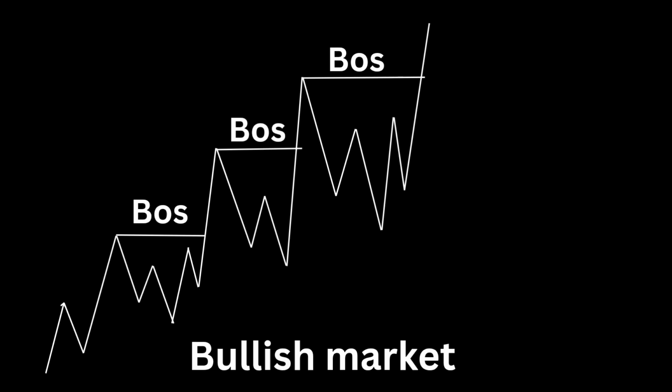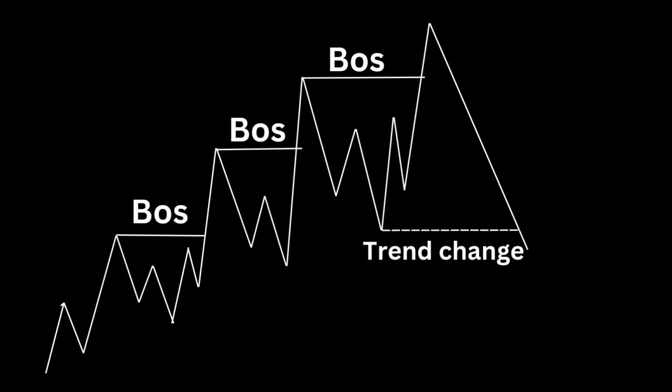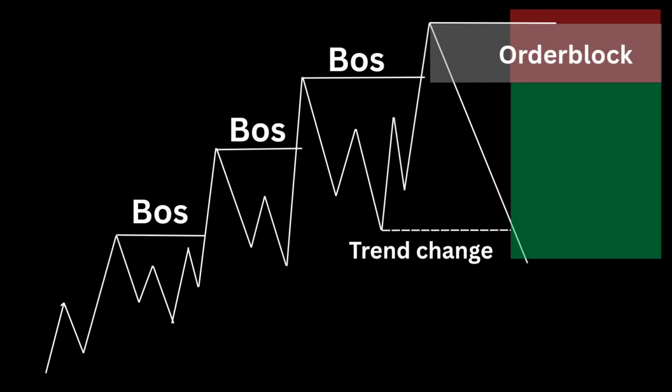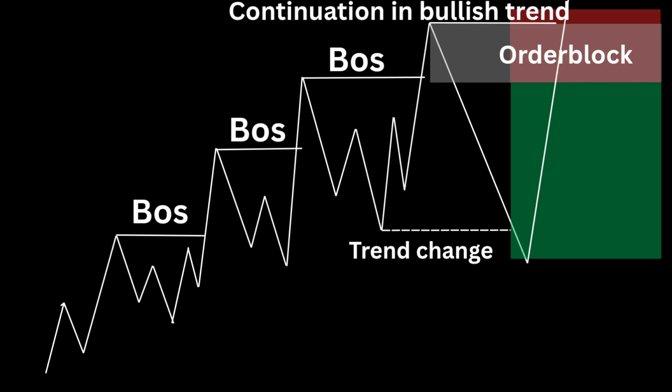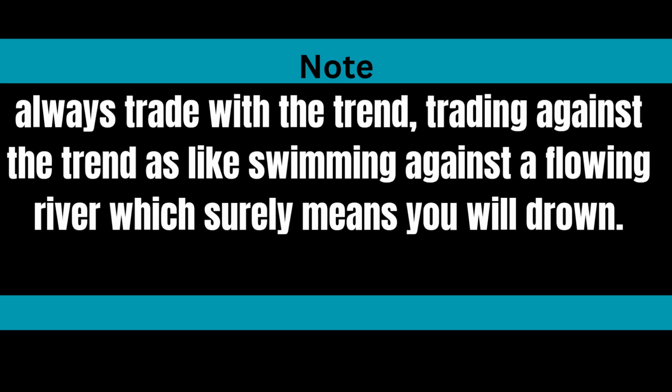Price is bullish in trend, but created a valid bearish structure as a trend change. Now a lot of traders will short from the order block of the trend change, forgetting we are still bullish in overall trend. So price will tap their order and stop them out, using them as liquidity. Note, always trade with the trend. Trading against the trend is like swimming against a flowing river, which surely means you will drown.